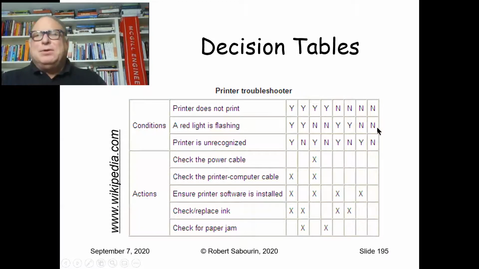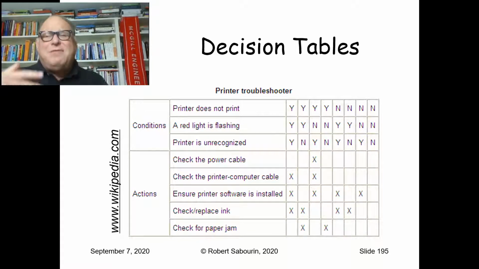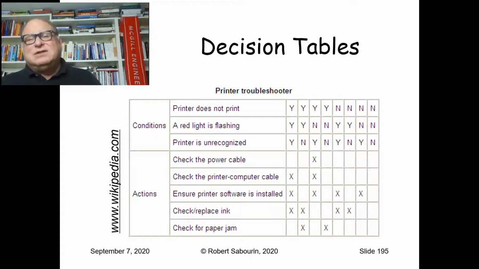This is an example from Wikipedia of a generic decision table to support troubleshooting activities. So if you take a look at this, the top 3 rows are conditions, that's input. The bottom 5 rows are actions, that's the variable outcome. The columns represent rules. In this case, there are 8 columns with different rules. So there's 8 business rules for this.